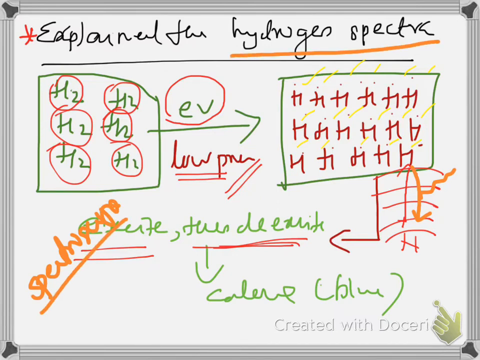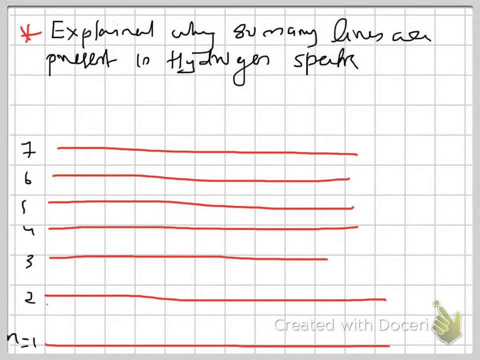The instrument used for producing the spectra of an element is called a spectroscope. The spectra of hydrogen is called the hydrogen spectra. That is the characteristic of hydrogen, and it is found to be blue in color. What is the next merit? That is really important. Explain why so many lines are present in the hydrogen spectra.